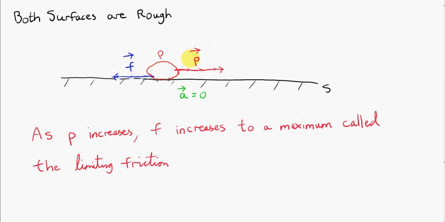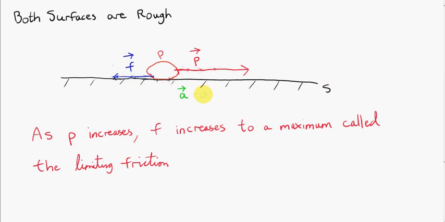Okay, let's suppose that we are at the limit of increasing P. So if we increase P any further, the particle is just going to start to move. The value of F when that occurs is called the limiting friction. Okay, so the particle is on the verge of moving. What if we keep on increasing P? Well, that's not going to make any difference to the limiting friction. So we could double P, make P much larger. F won't change. Of course, now the particle has started to move.